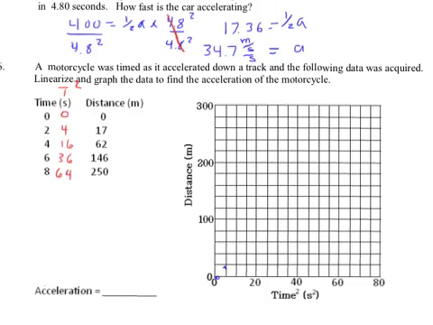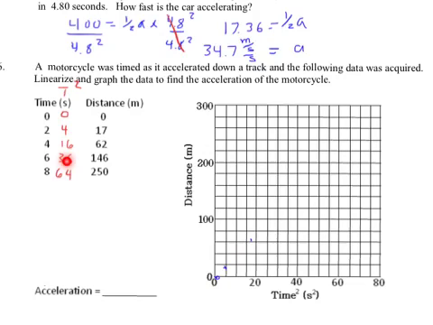Alright, and then we're going to go to a time squared value of 16 and a distance of 62. So I'm going to go over to 16, which is going to be here-ish, and I'm going to go up to 60, so I'm going to go up right about here. So I put one there. And look, it's starting to line up, isn't it? If you notice, it's starting to line up. Now, that's what we call linearizing.